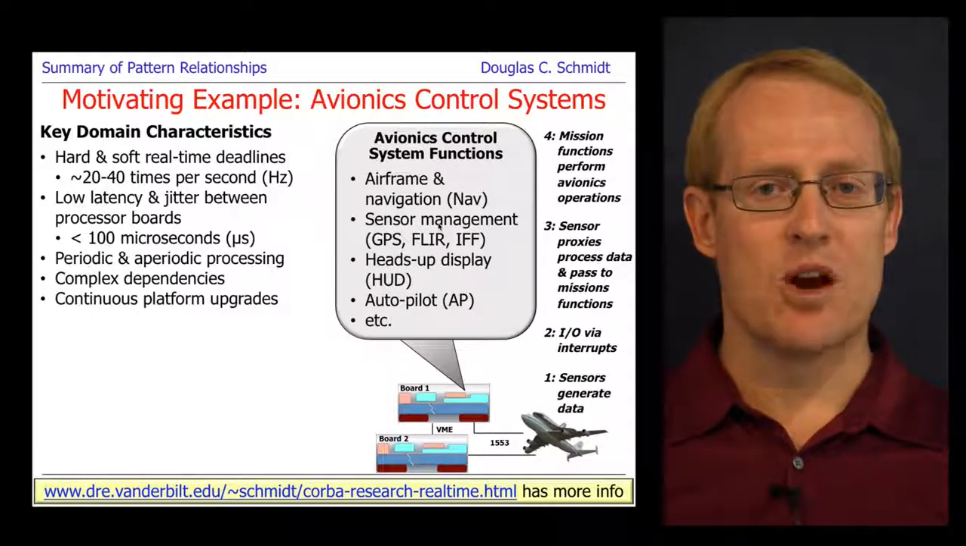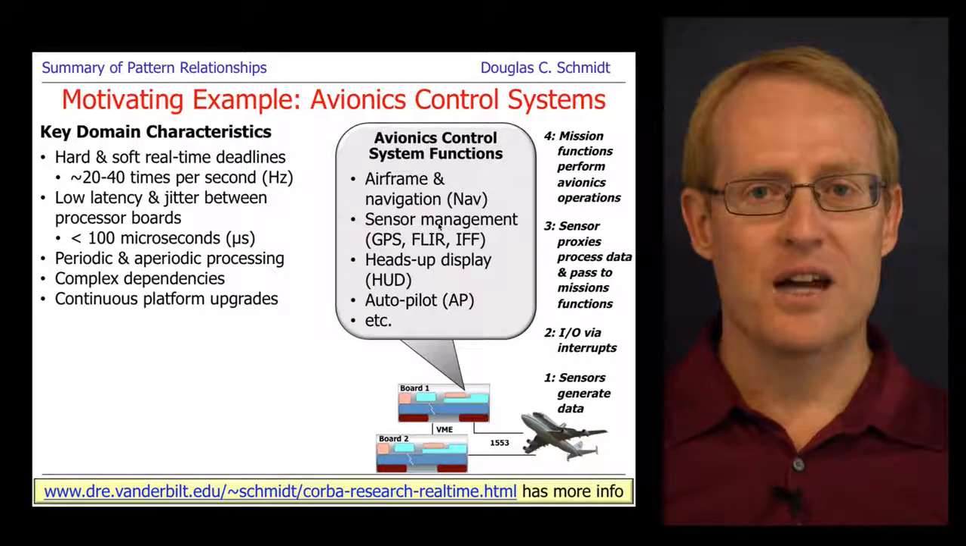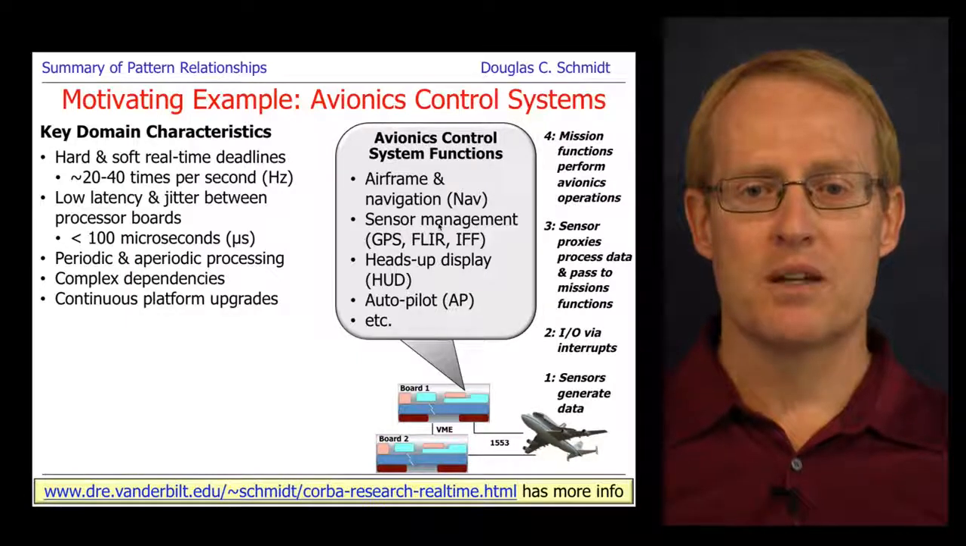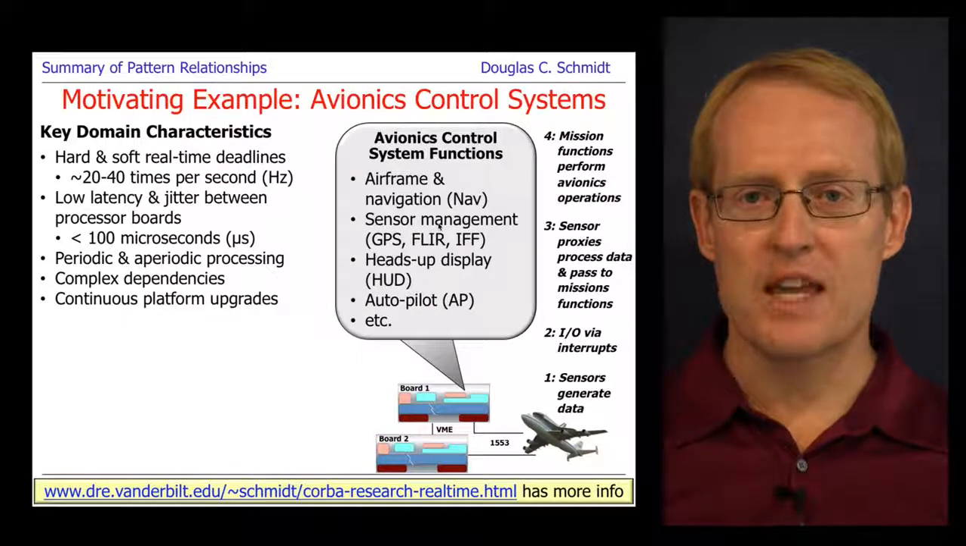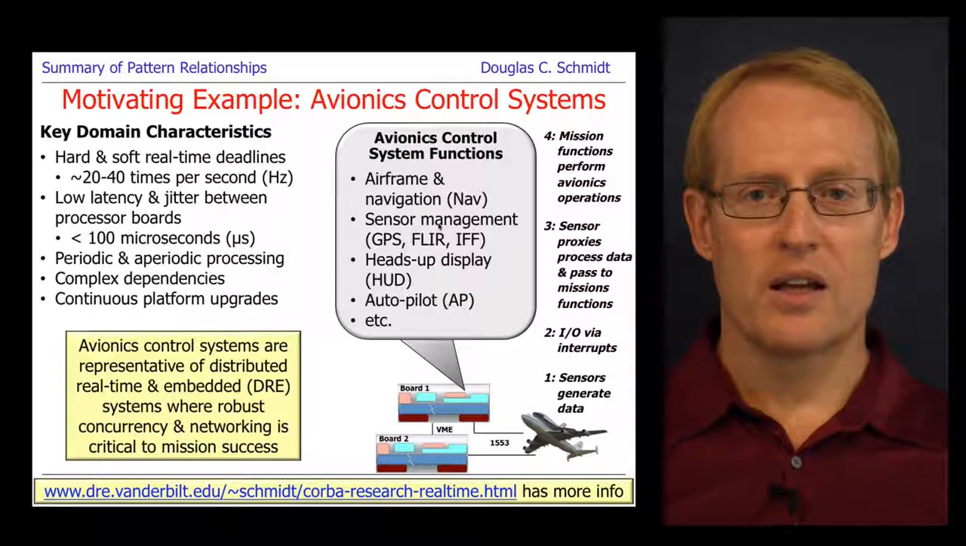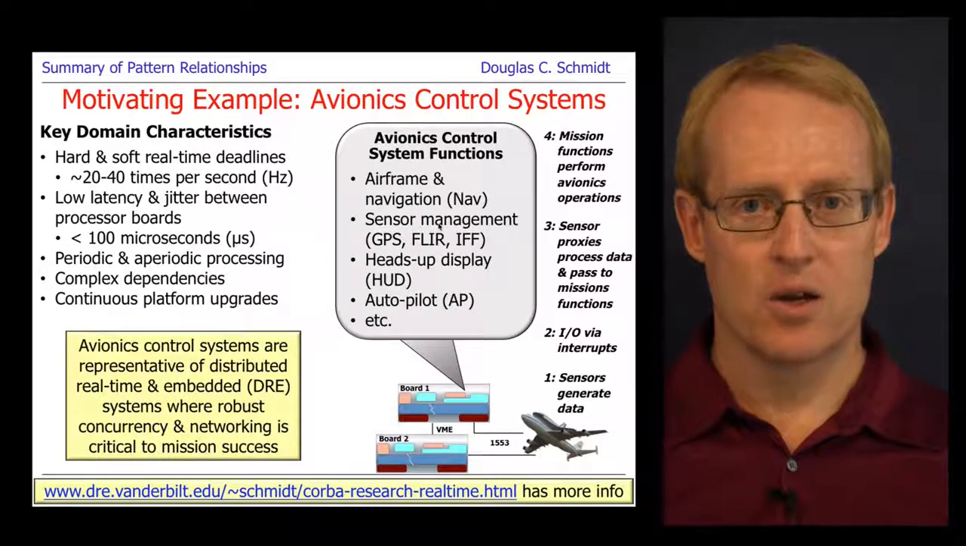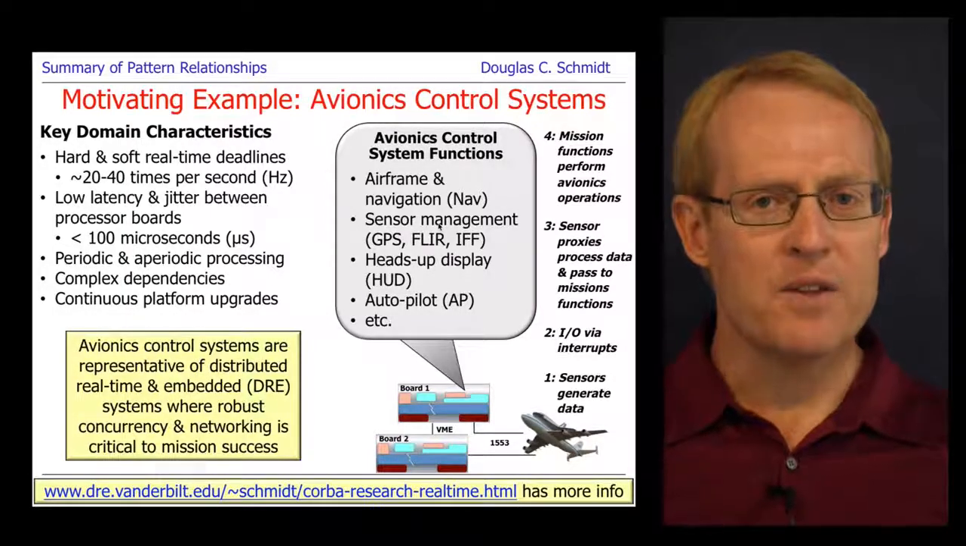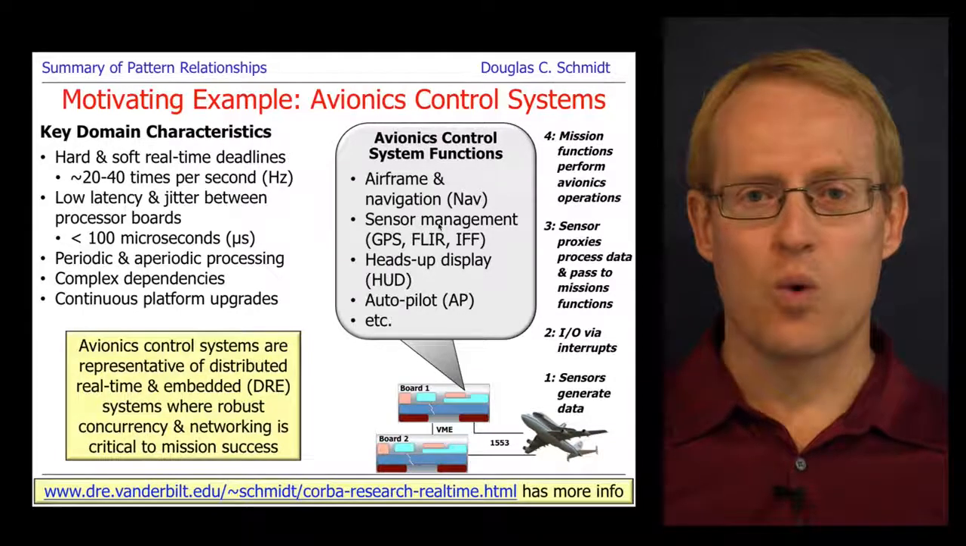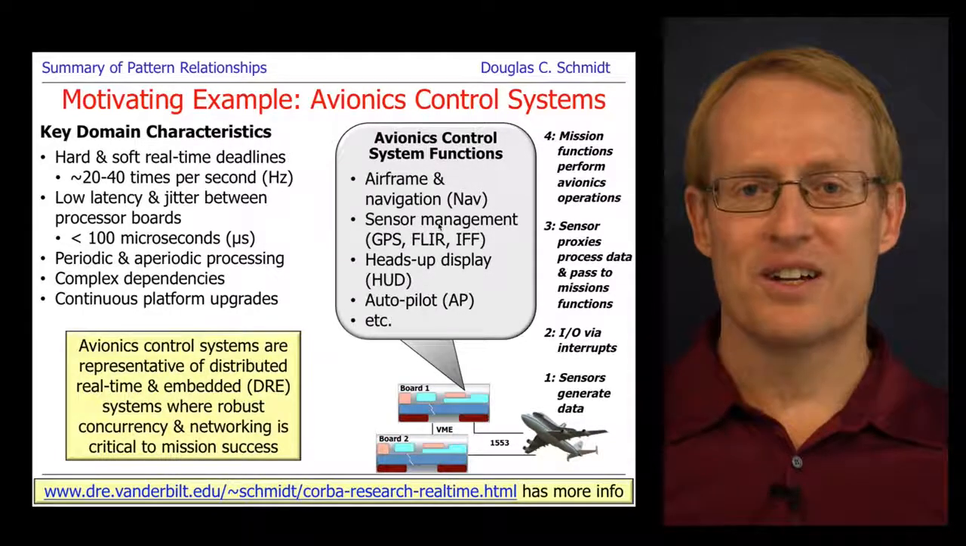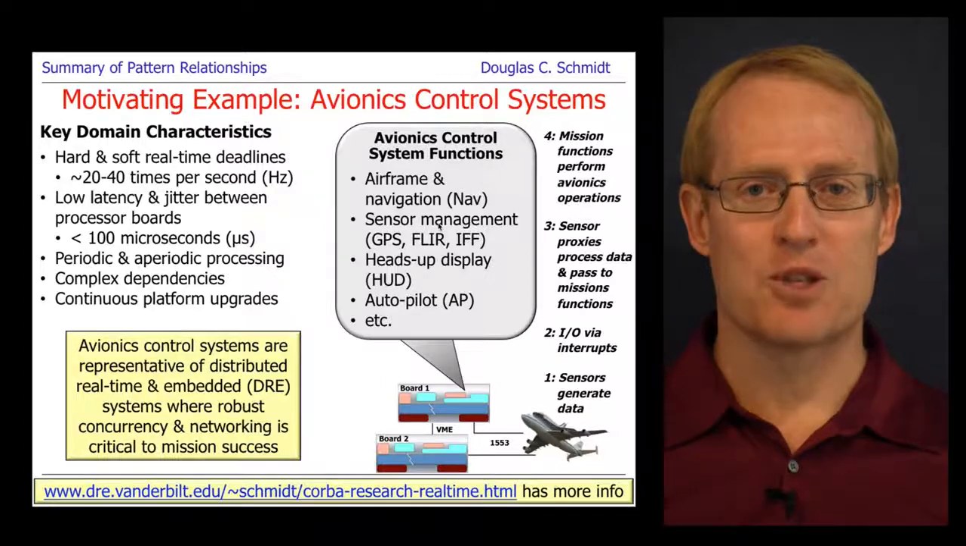Avionic control systems are representative of a whole class of distributed real-time and embedded systems that require robust concurrency and networking support in order to be able to meet their mission goals and requirements. Often these systems are characterized as ones where the right answer delivered too late becomes the wrong answer.